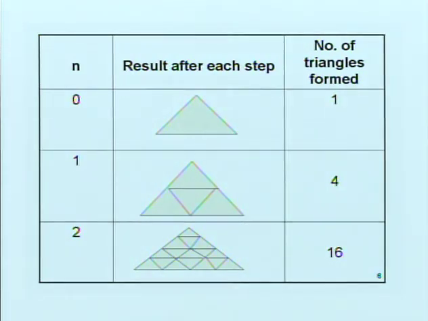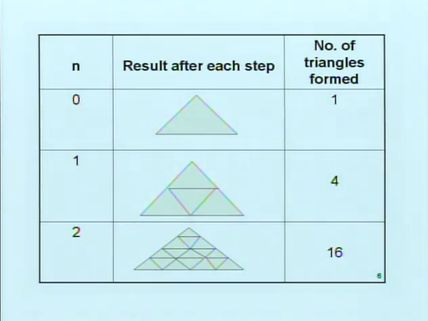Let's look at the table. When n is 0, we have a triangle with no subdivision, so the number of triangles formed is just 1. When n is equal to 1, we have the first set of subdivision. That is, we select the midpoints of the sides, join them, and then we count the number of small triangles we have. Counting, we would recognize that there are 4 small triangles in the second shape.